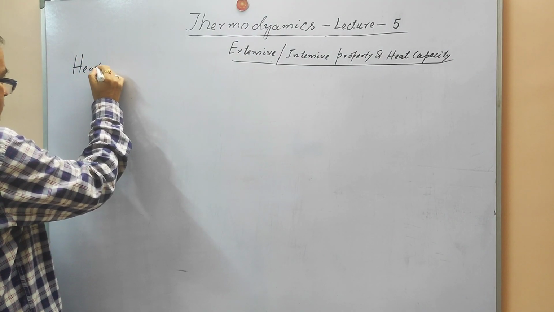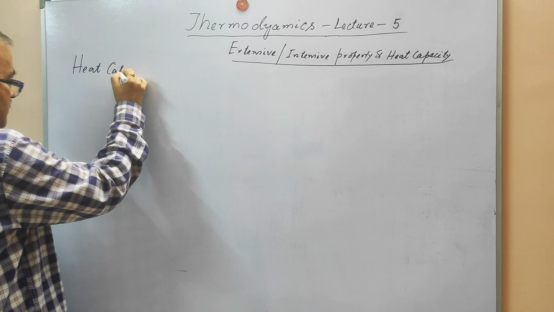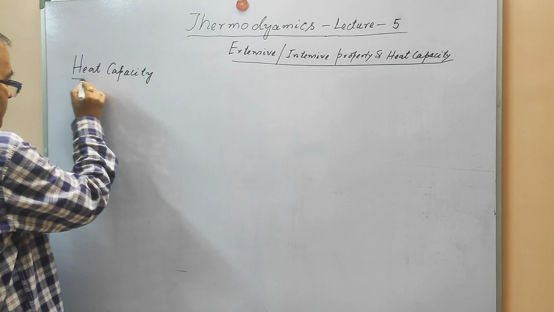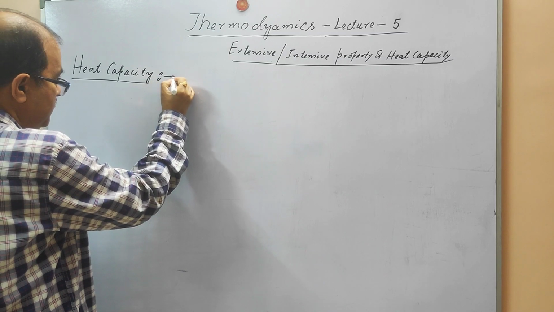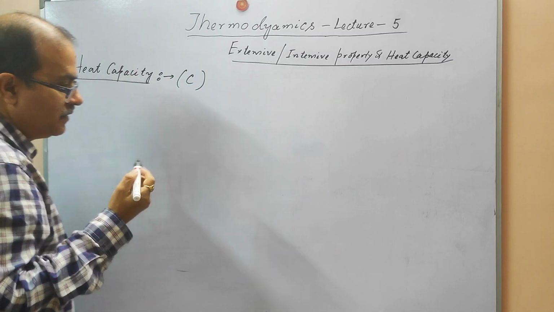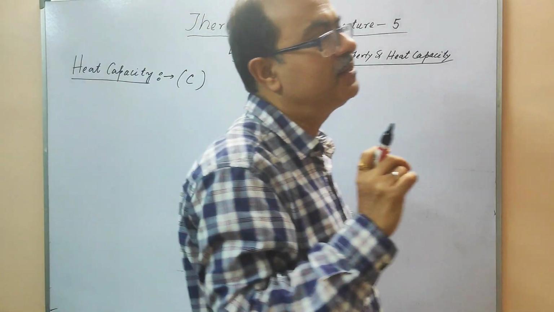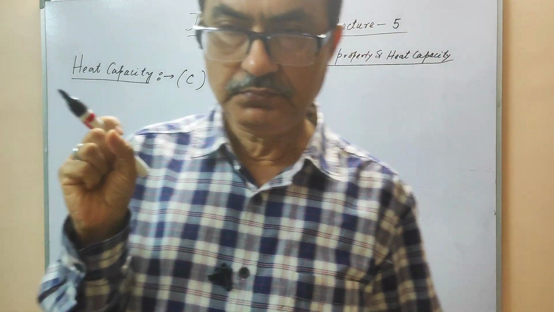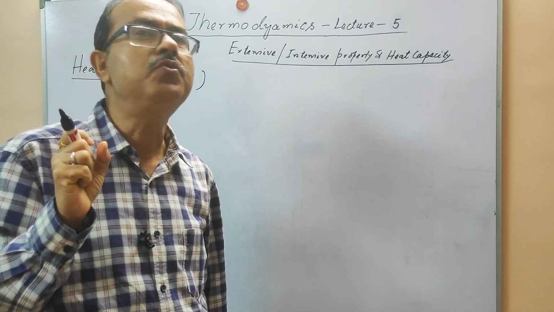Now we are going to discuss the heat capacity of a system. What is heat capacity? Heat capacity is represented by capital C. Suppose we want to measure the heat absorbed by a system. How are we able to measure it?